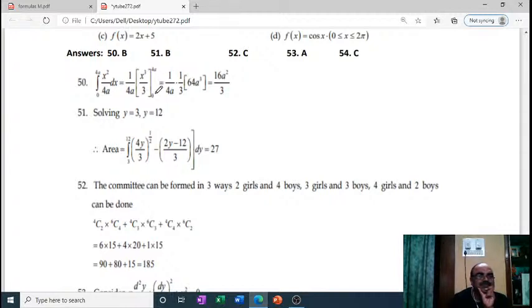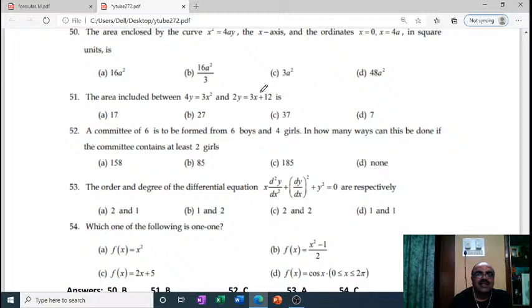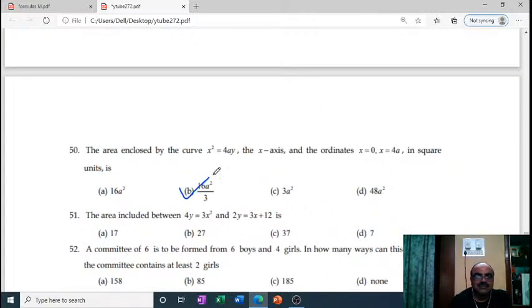Substitute in that. 0 we need not worry, only 4a you substitute. 4a whole cube is 64a cube by 3. Now here there is one more 4, 4 into 16 is 16, 16 4s are 64, one a cancels, it is a square. So 16a square by 3 is the area that is enclosed.